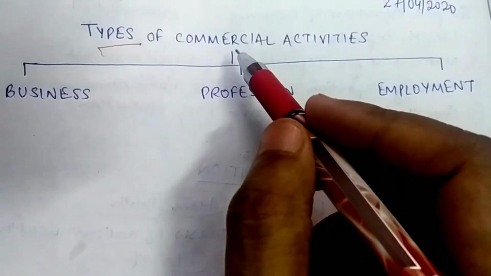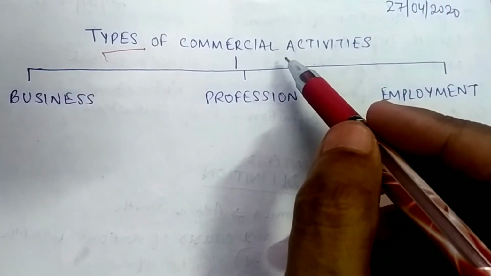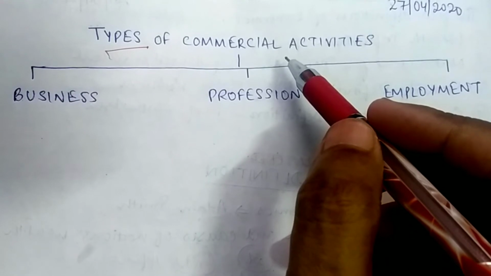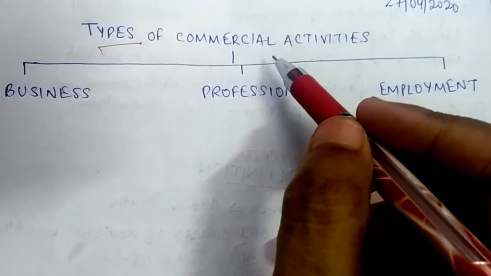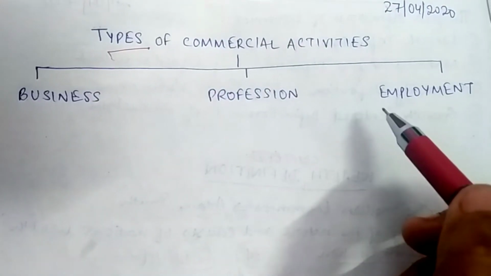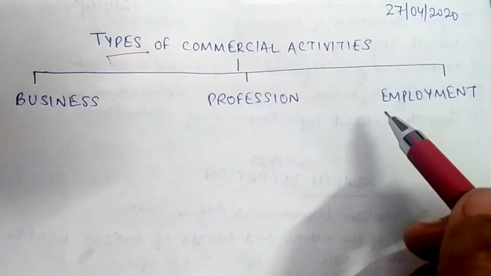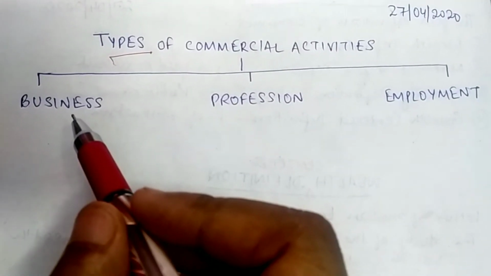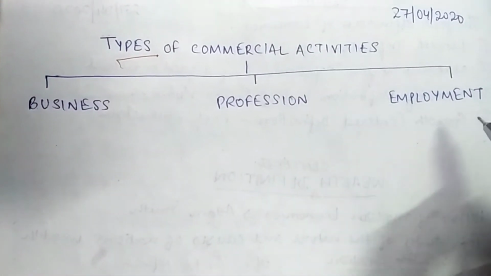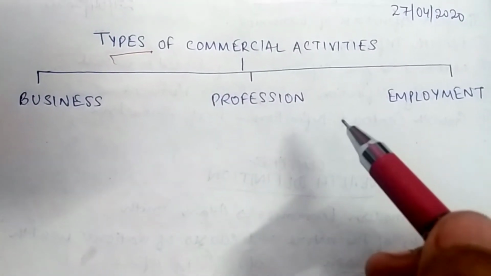You all know the meaning of commercial activities. These are those activities by doing which we earn money and create wealth. So there are three types of commercial activity. That means there are three ways in which we can earn money. This is business, profession and employment. Students, you must have heard about this name.